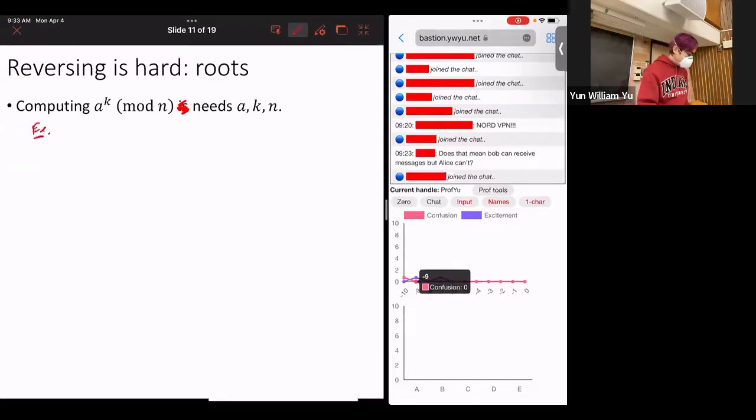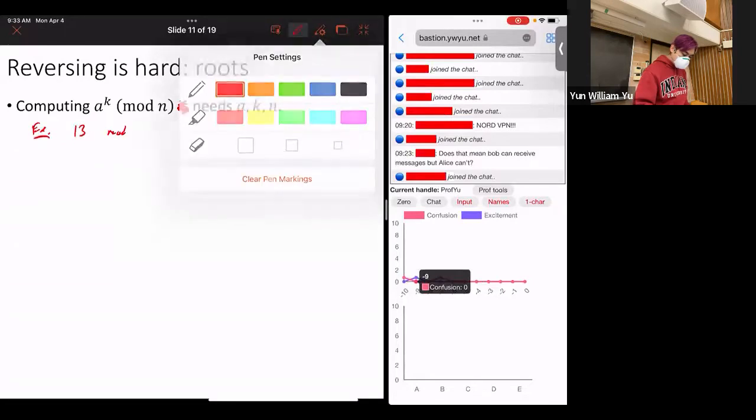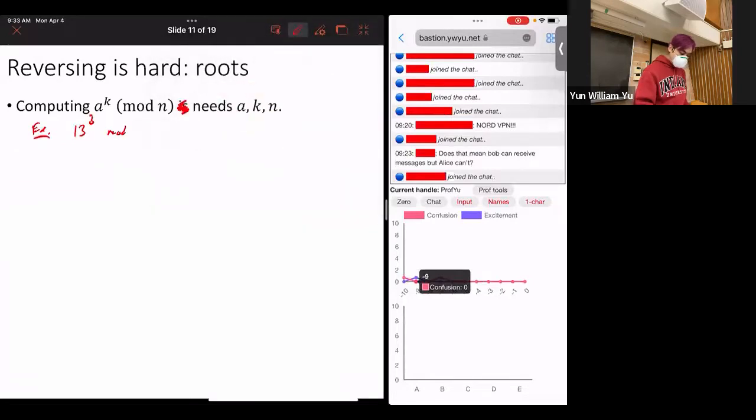So for example, 13 cubed mod 15 is congruent to, well, I'm going to rewrite this slightly as minus 2 cubed, which is congruent to minus 8, which is congruent to 7 mod 15. Okay, so that was relatively straightforward.